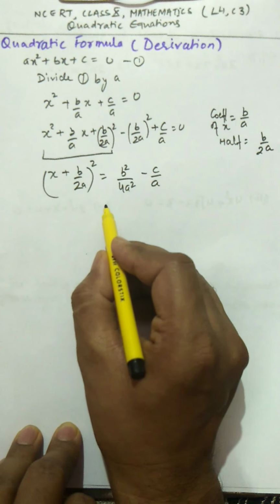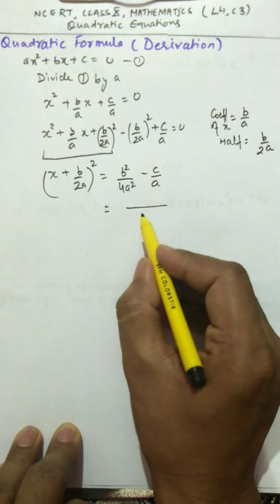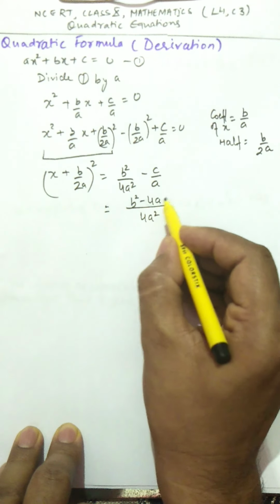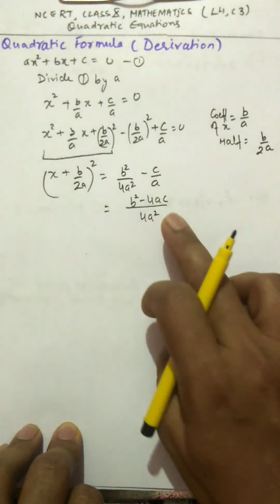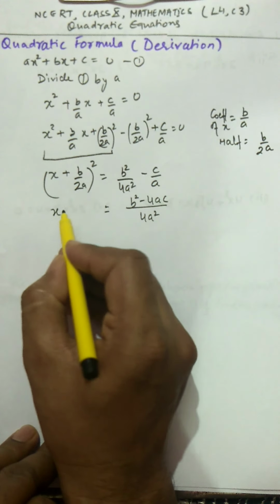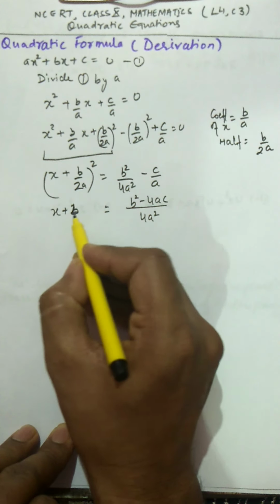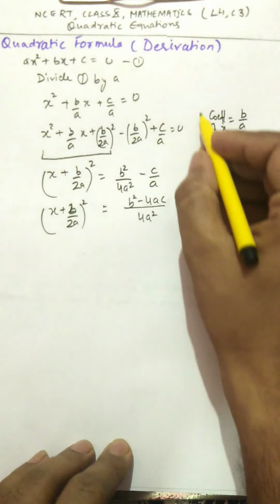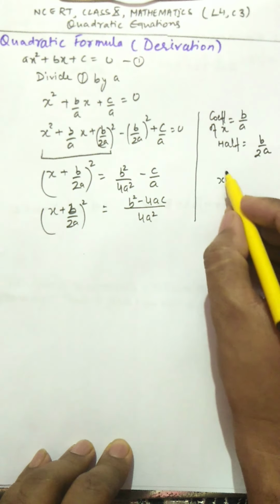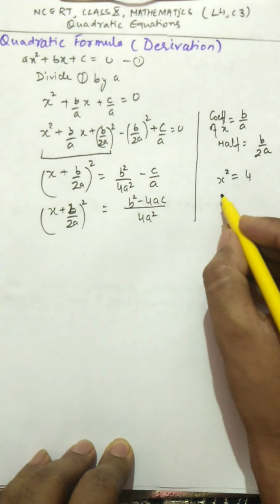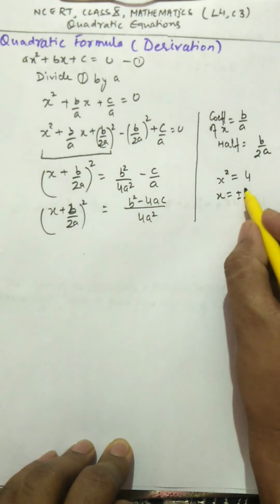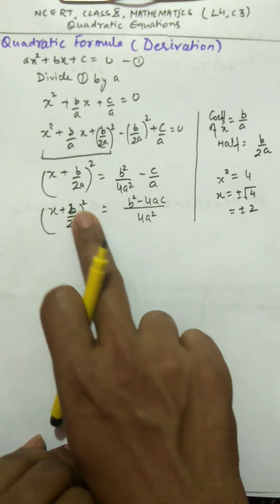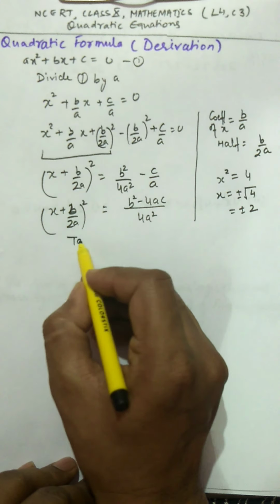We can simplify this further. The LCM, you can see the LCM is 4a square, so this becomes b square minus 4ac. So your x plus b upon 2a whole square now has come equal to this. And I discussed this earlier also with you that if x square equal to 4, then x will be equal to plus minus under root 4, or you can say plus minus 2. So we are going to remove this square by taking square root both sides.